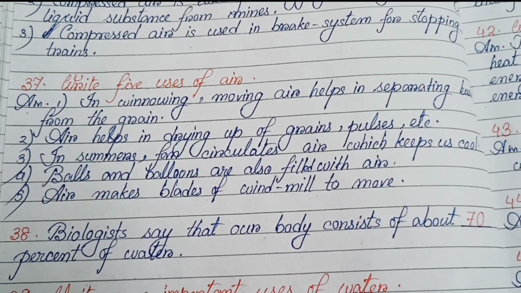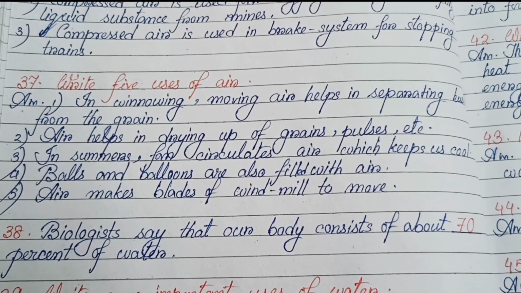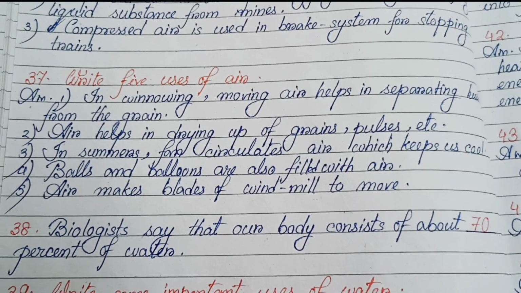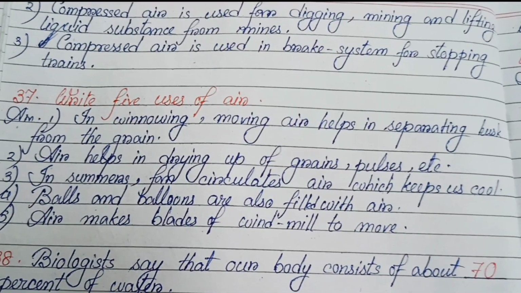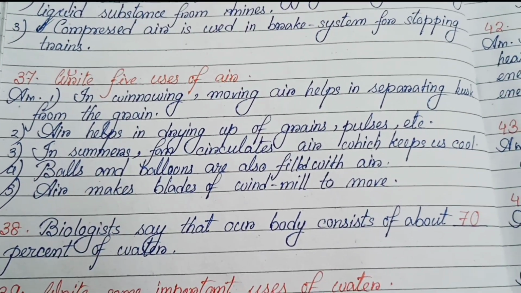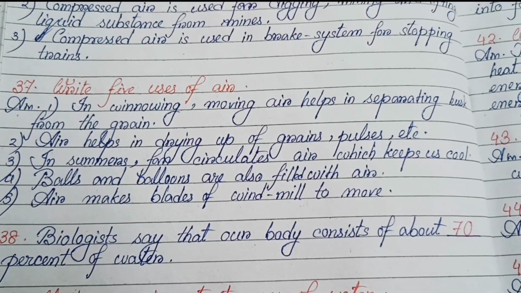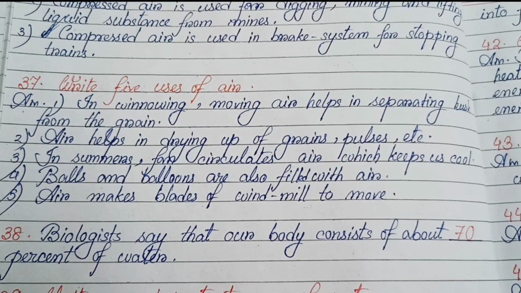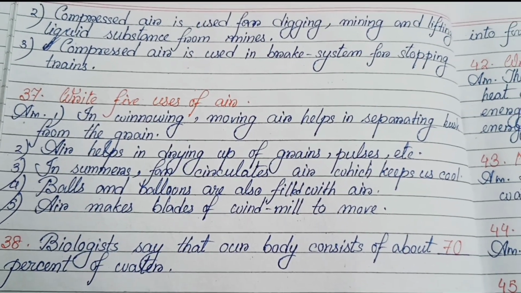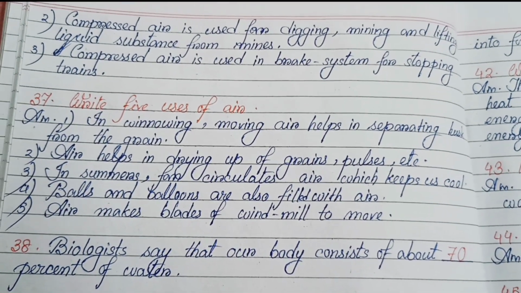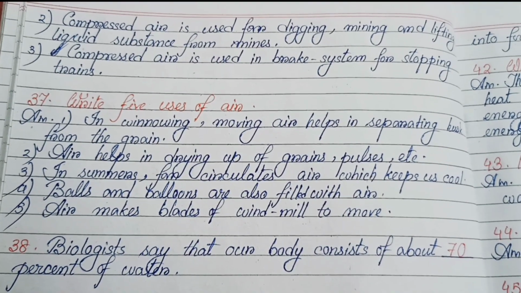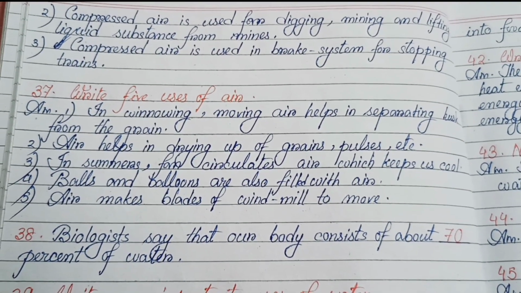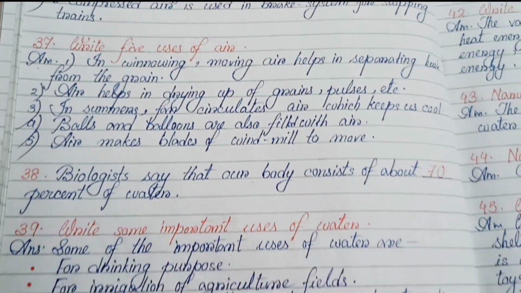Number 37. Write 5 uses of air. First point, in winnowing, moving air helps in separating husk from the grain. Number 2. Air helps in drying up of grains, pulses, etc. Number 3. In summers, fan circulates air which keeps us cool. Number 4. Balls and balloons are also filled with air. Number 5. Air makes blades of windmill to move.